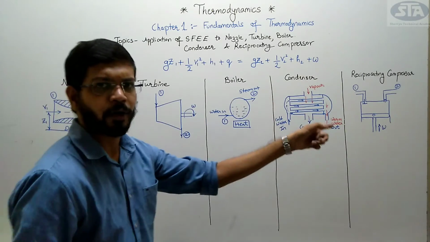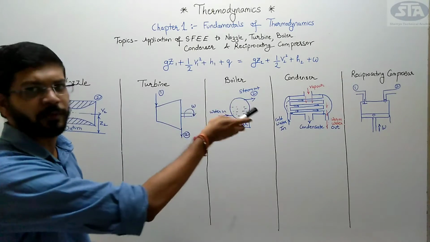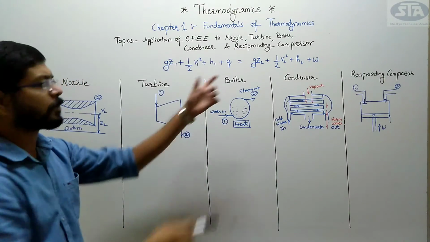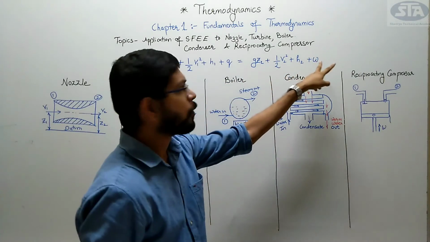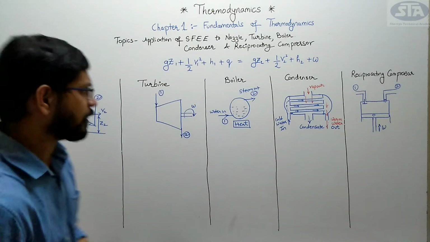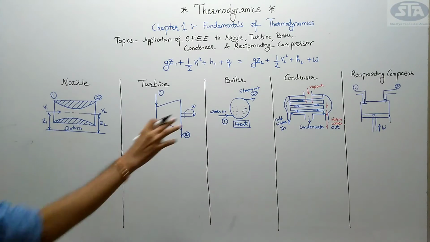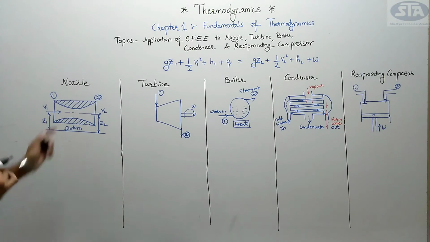Where we will see the application of steady flow energy equation to mechanical devices, that is nozzle, turbine, boiler, condenser and reciprocating compressor. In the previous video we had derived the steady flow energy equation, which was GZ1 plus half V1 square plus H1 plus Q equals GZ2 plus half V2 square plus H2 plus W, that is work done. So let's find out the equations for each of these devices. Let's start with the first, that is nozzle.